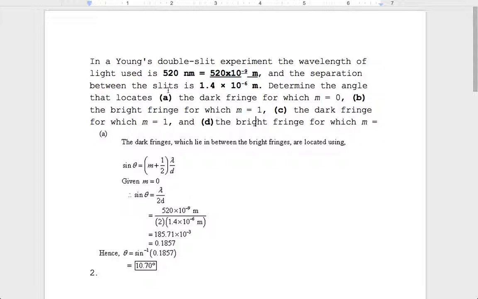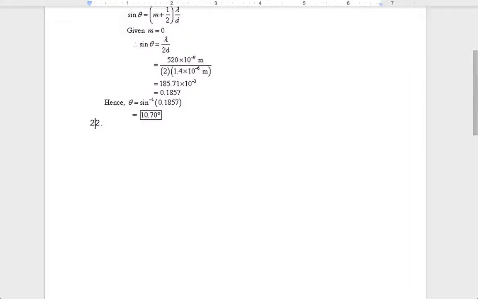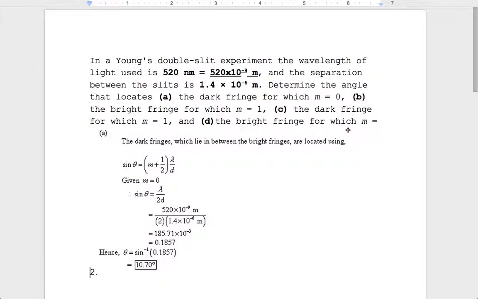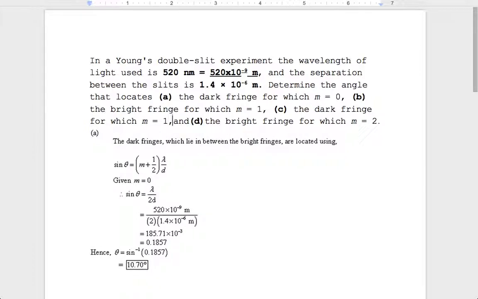So moving on, we're going to determine the various angles that locate the dark fringe for m equals 0, bright fringe for m equals 1, dark fringe for m equals 1, and bright fringe for m equals 2. For dark fringes, which are in between bright fringes, we use the formula sine of theta equals (m plus 1/2) multiplied by the wavelength divided by the distance between the slits.